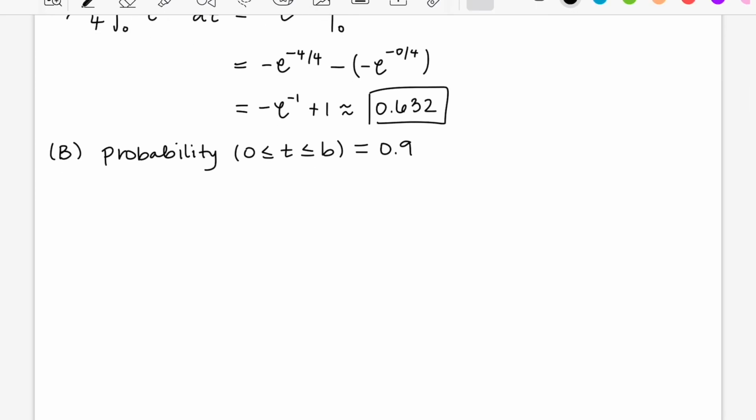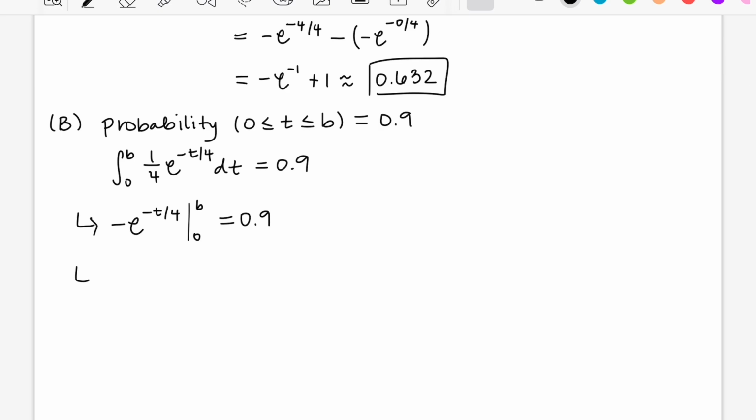So setting this up, we know that this is equal to the definite integral of our function from 0 to b. Our function is 1/4 e to the minus t over 4. And we know that this must be equal to 0.9. So we want to find a b that makes this statement true. We know from above that taking this definite integral, we'll get negative e to the negative t over 4, evaluated at 0 and b, and this will be equal to 0.9.